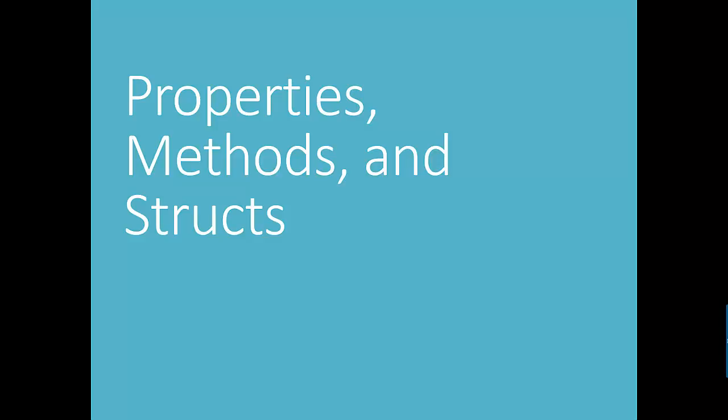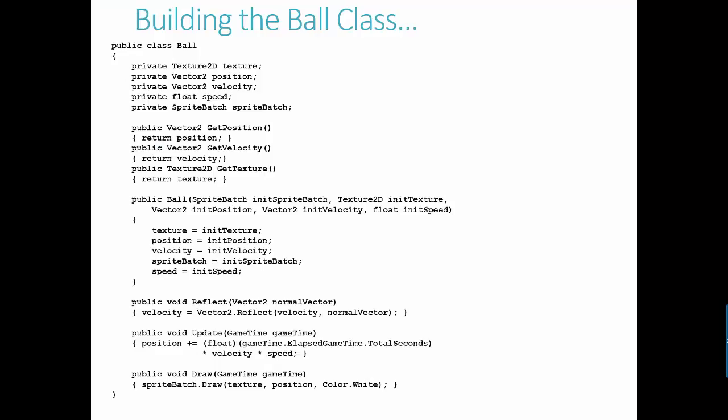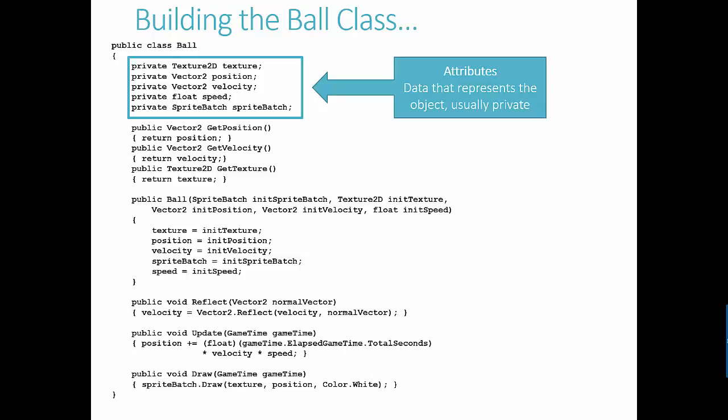Welcome to Properties, Methods, and Structs. To help review, here we see a relatively sophisticated version of the ball class. It has 5 attributes representing the ball's texture, position, velocity, speed, and the sprite batch to draw the ball to.